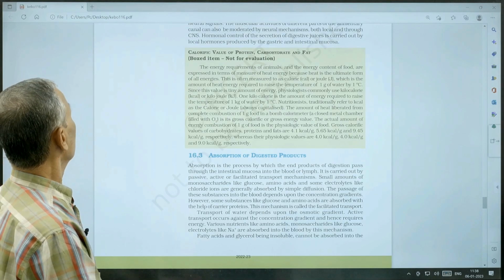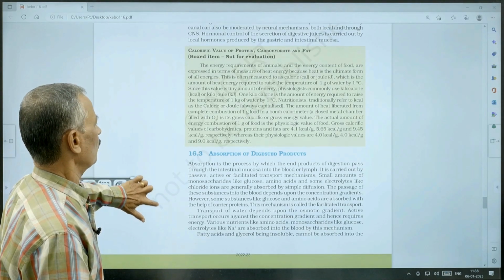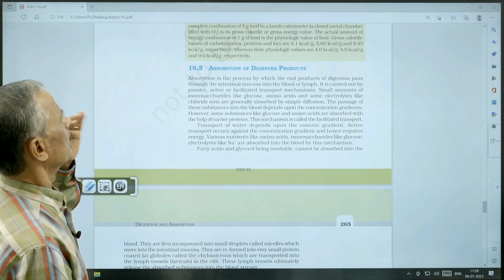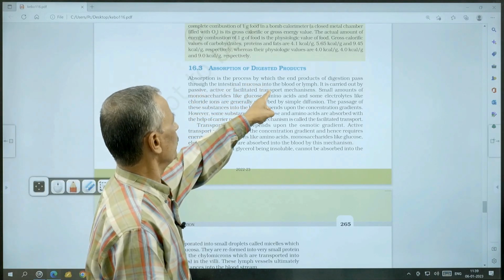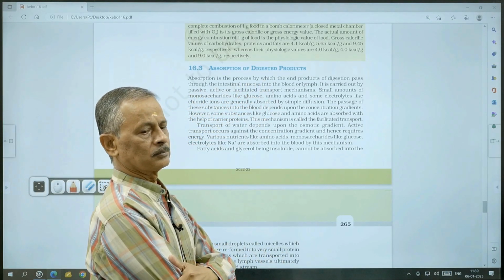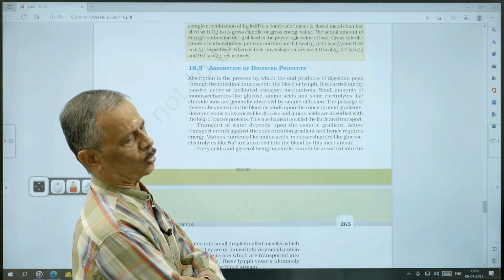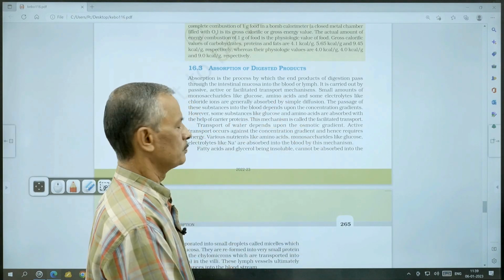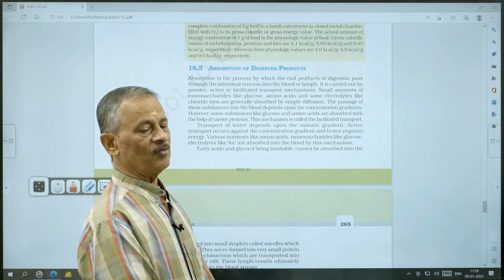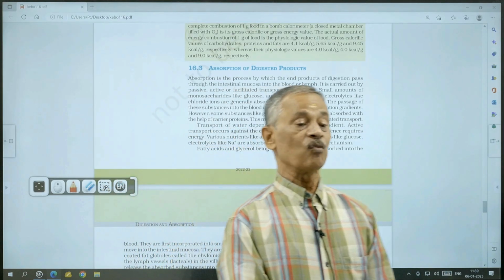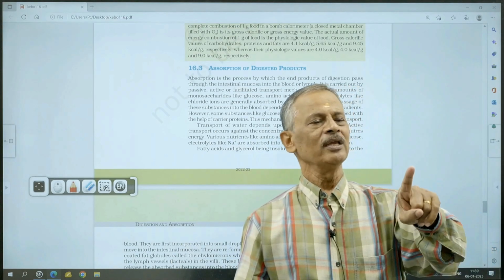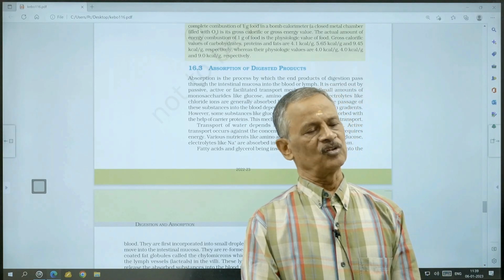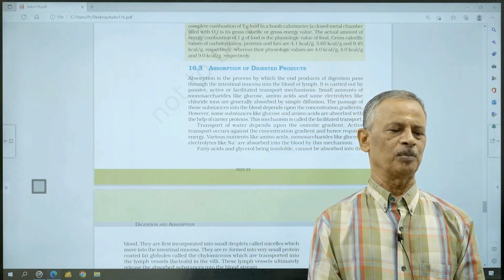Now, the next process is absorption of digested products. How are the digested products absorbed? It is mainly through the intestinal mucosa. It occurs always through the intestinal mucosa to either blood or lymph. Those materials which can mix with the water of the blood will be absorbed to the blood directly, for example, amino acids, simple sugars, etc.